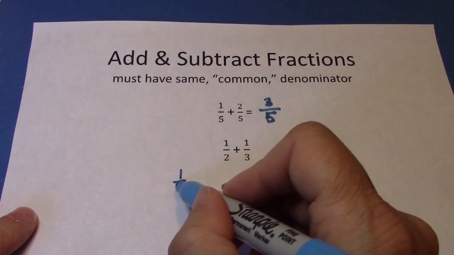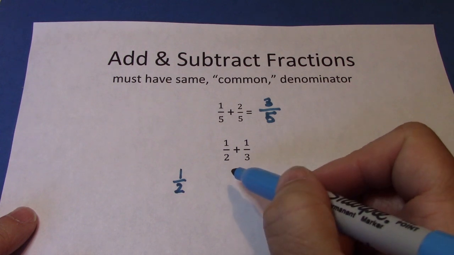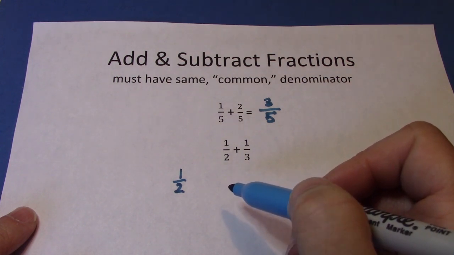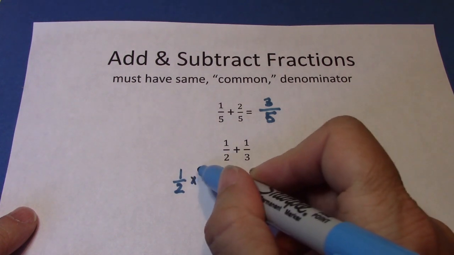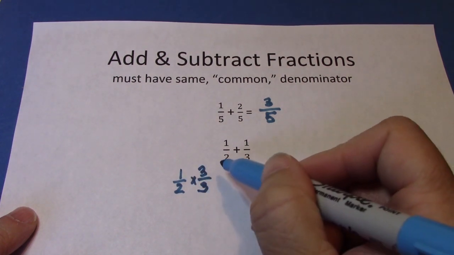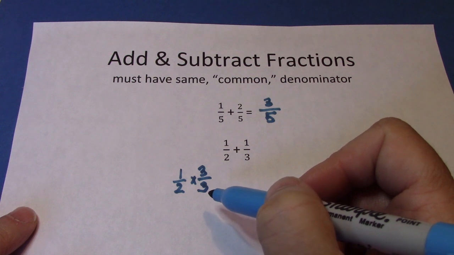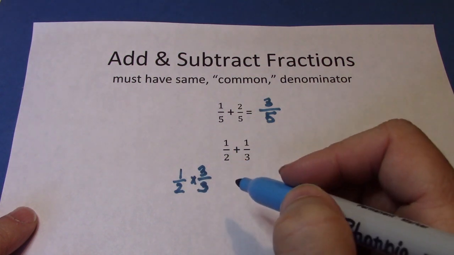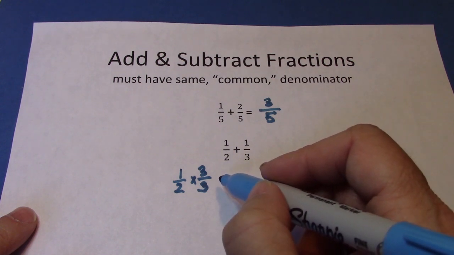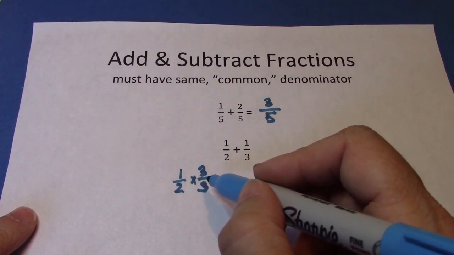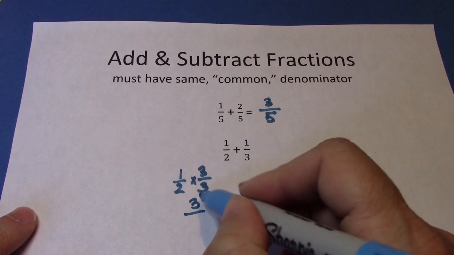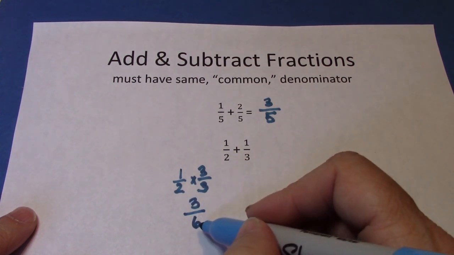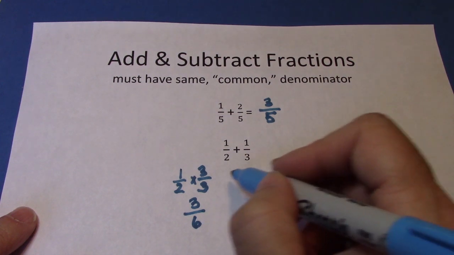We'll start with 1/2. We're going to multiply this by 1, but not just any old one. We're going to multiply it by 1 in the form of 3 over 3. 3 divided by 3 is 1. And when you multiply anything by 1, you get itself. So we're changing the format, not the value. 1 times 3 is 3. 2 times 3 is 6. So 1/2 is also the same as 3/6.